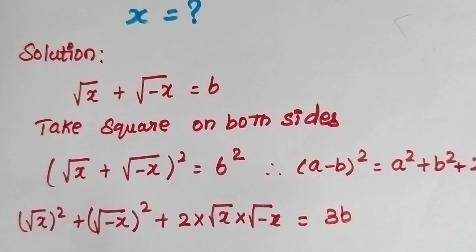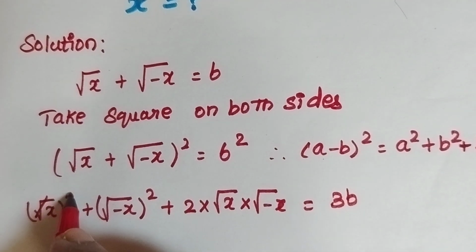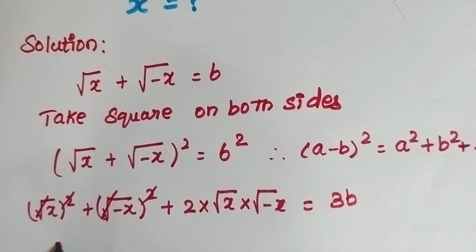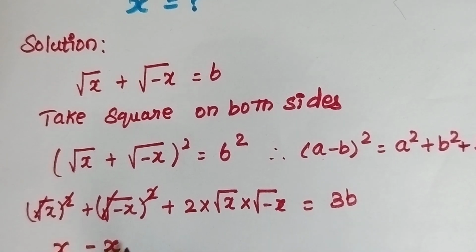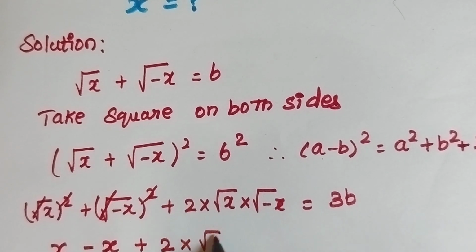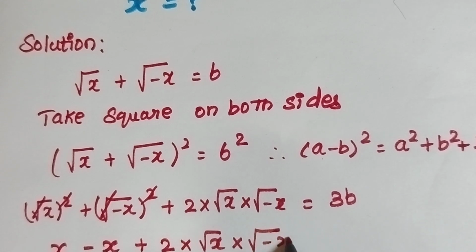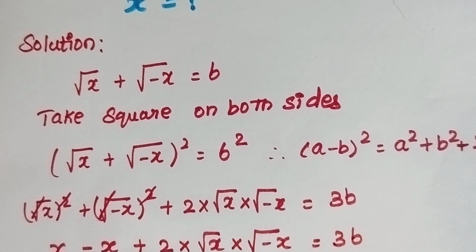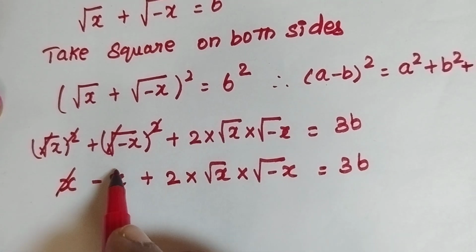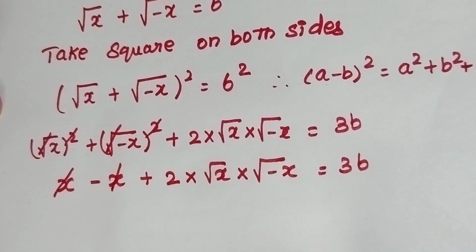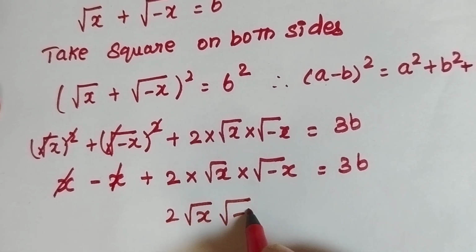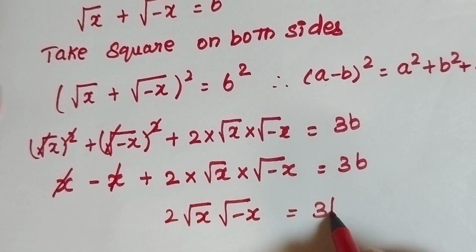6 square is 36. So here root and square get cancelled. Therefore this becomes x minus x plus 2 into root x into root minus x is equal to 36. Now the plus x and minus x get cancelled. Therefore here what we have is 2 into root x into root minus x, which is equal to 36.